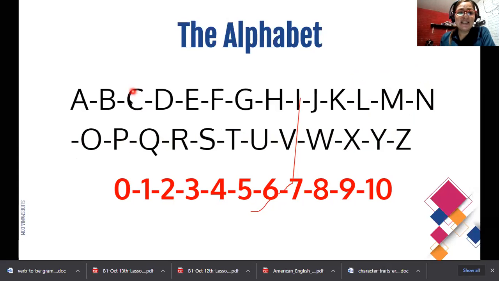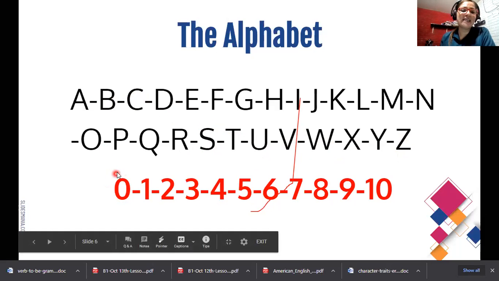Be careful. This is C. This is Z. C, Z. B, V. En español no ponemos mucha atención a eso, pero en inglés es bien importante que ustedes hagan la diferencia. S, X. All right? Now, let's go to the numbers. Zero, repeat, zero or O.